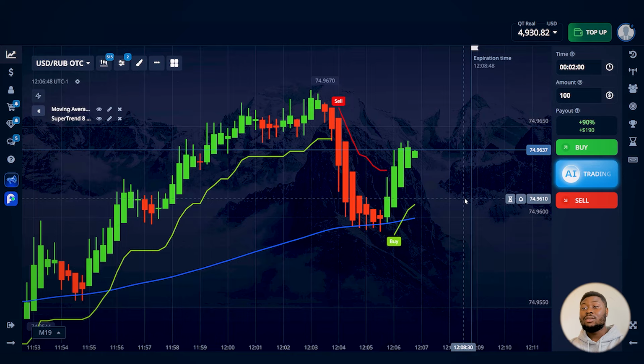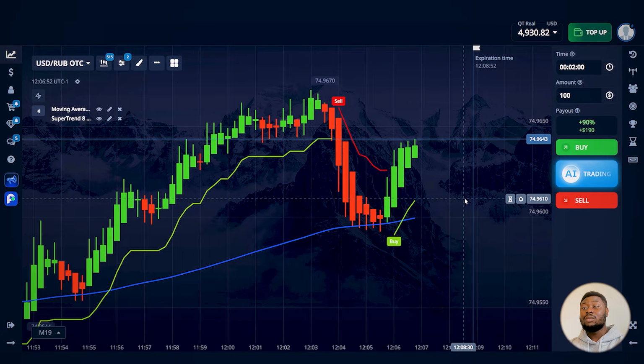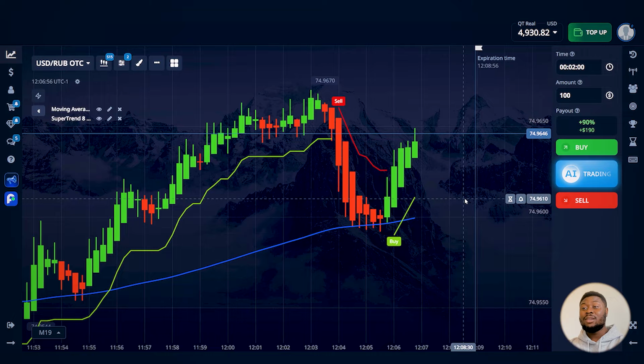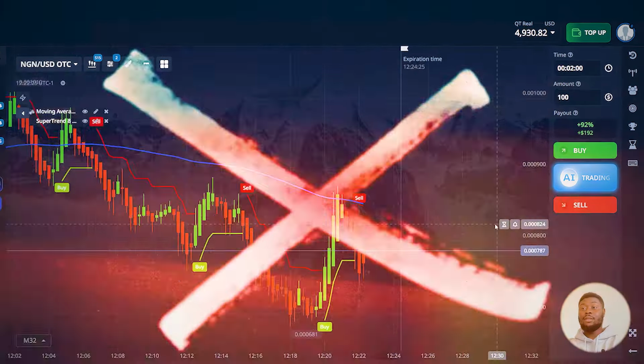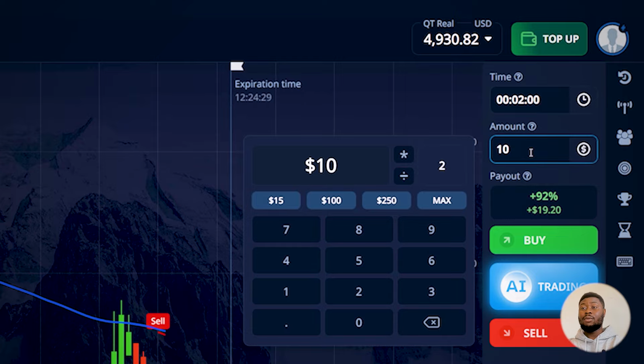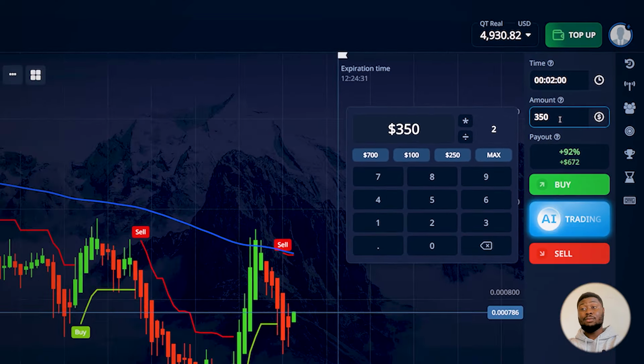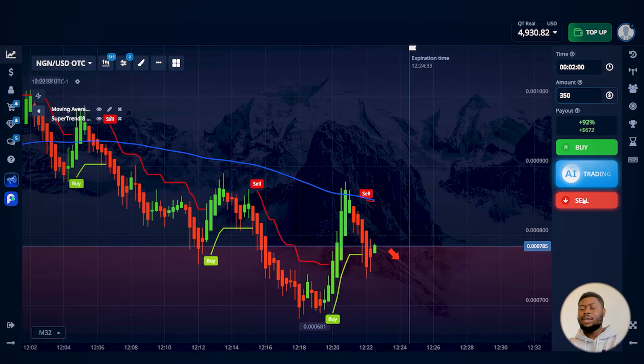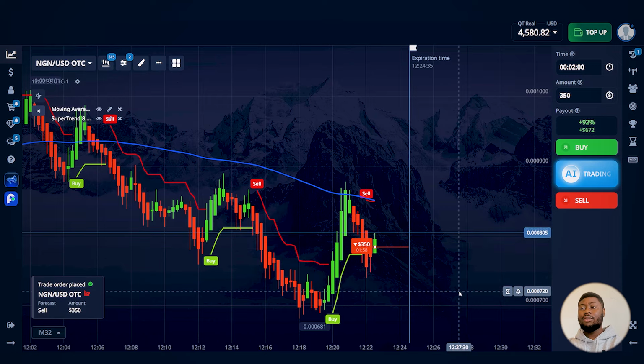Yes, I got a loss, but you were able to see clearly the situation and will not make such a mistake in the future. There's still a couple of trades ahead. I'm sure I can make up for the loss. This time, the trade amount is $350. My forecast is that the price will decrease. Let's open a trade. As you can see, the situation has already formed.